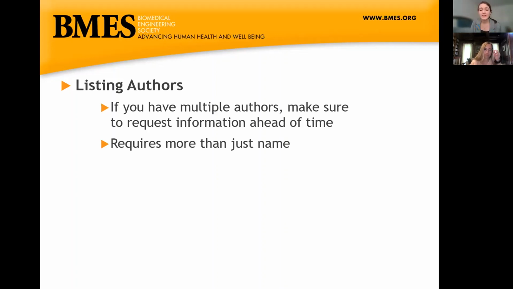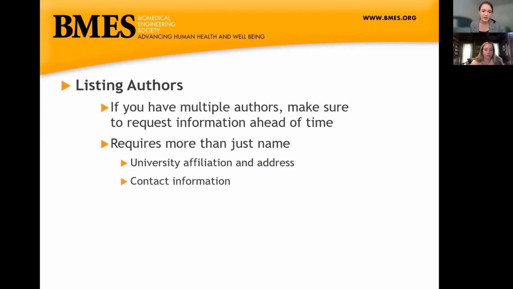When you're submitting, the system usually requests the university affiliation and again, often the address, and then also the contact information for each author. So you want to make sure that you're getting their preferred email or whatever contact information that they're asking for. And you want to look at this again, just a few days or the day of the deadline, to make sure you have everything you need.